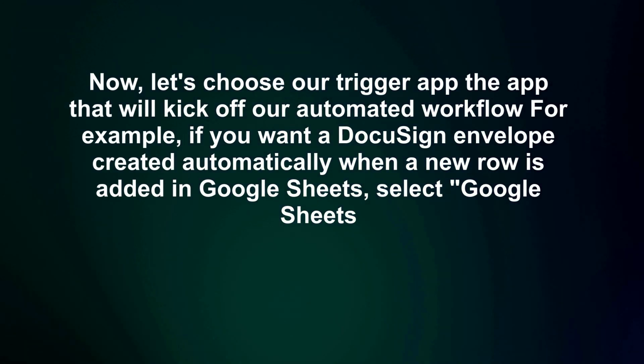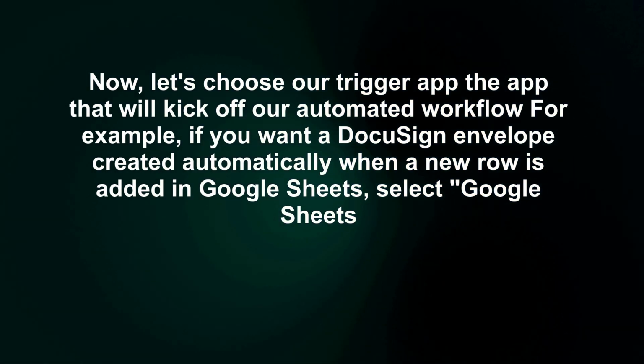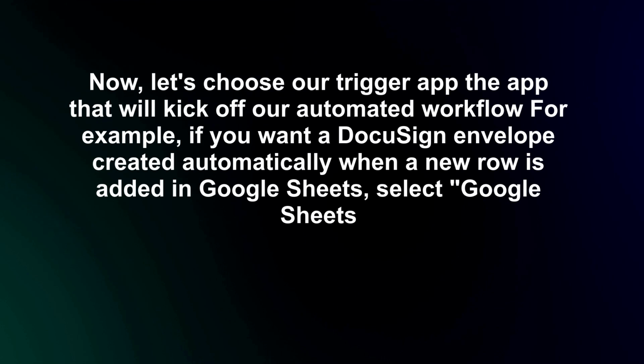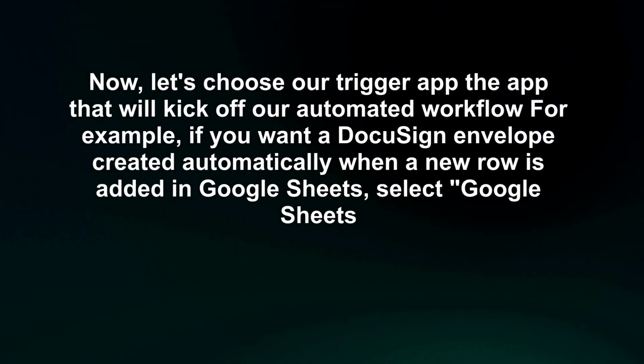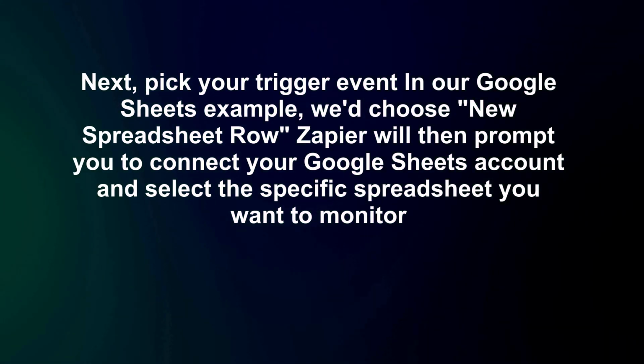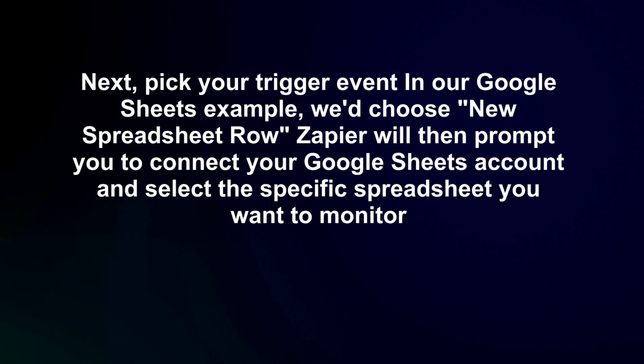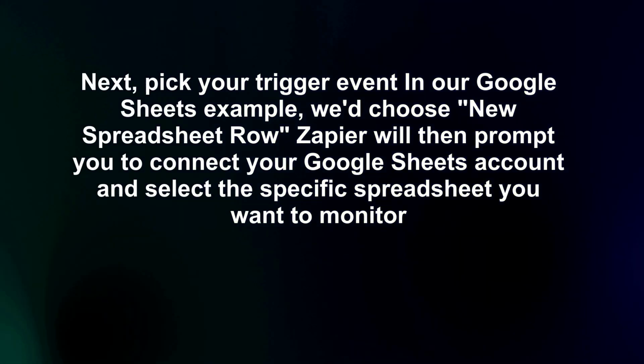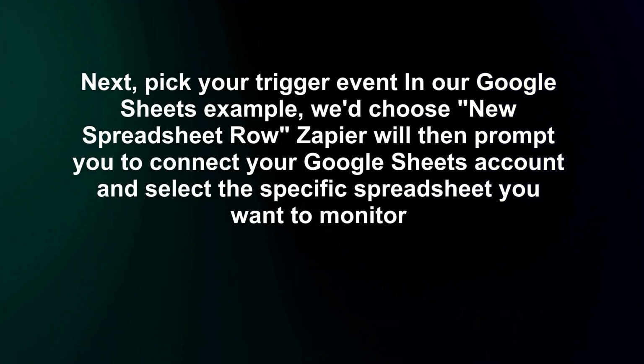For example, if you want a Docusign envelope created automatically when a new row is added in Google Sheets, select Google Sheets. Next, pick your trigger event. In our Google Sheets example, we choose New Spreadsheet Row. Zapier will then prompt you to connect your Google Sheets account and select the specific spreadsheet you want to monitor.